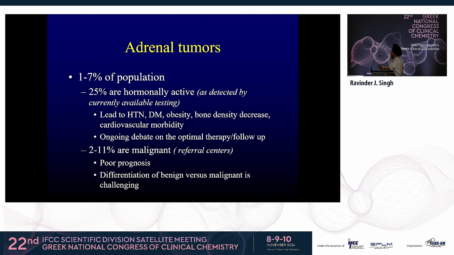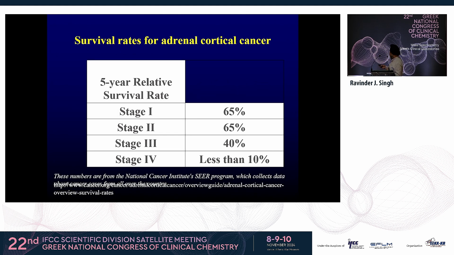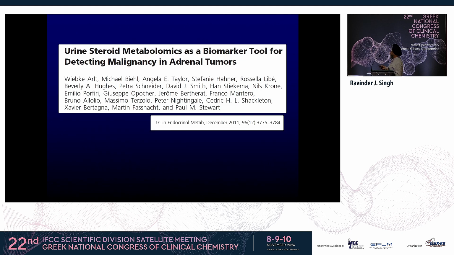But this is an area where 2 to 11 percent are malignant, so definitely we need to find them. So the question is, can our mass spec tool help them out? So the survival of this tumor is very bad, that at stage 4, less than 10 percent of people can survive.